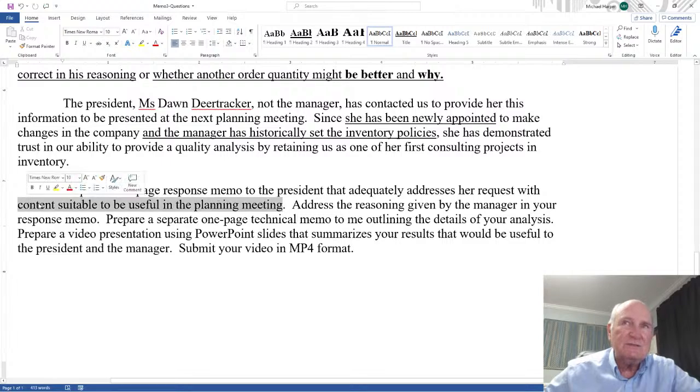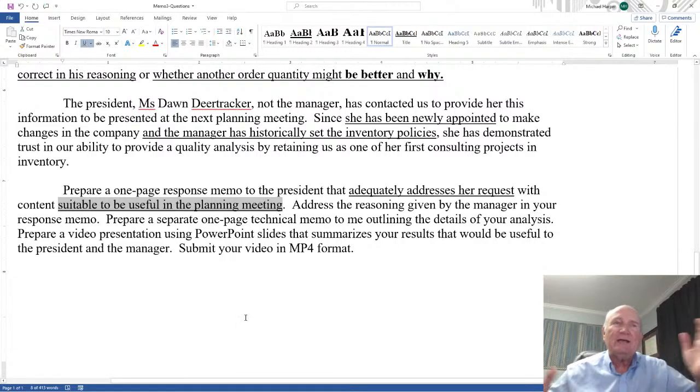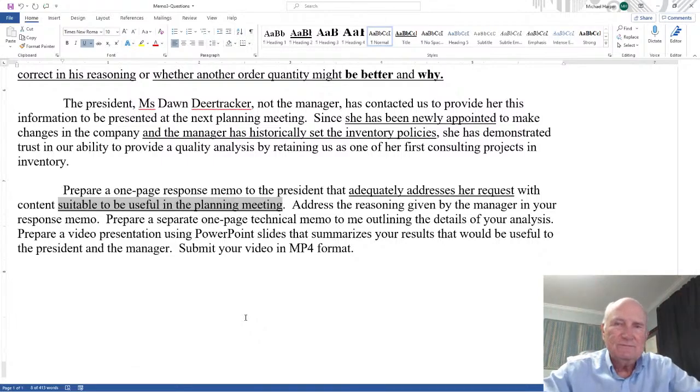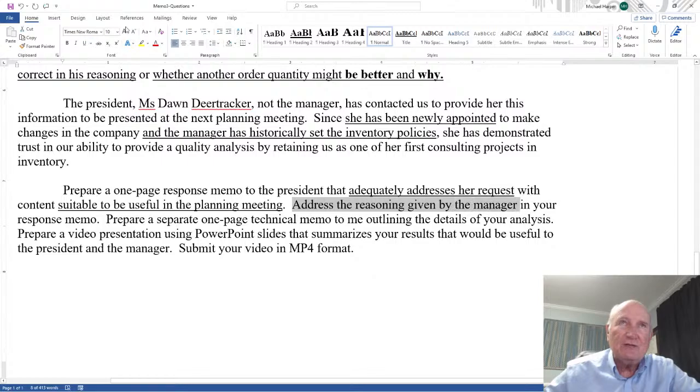Now, what I mean by this, that adequately addresses her request with content suitable to be useful in the planning meeting. You don't get too technical. You get very practical so she can use that and present it. Something that's easy for her to present. Address the reasoning given by the manager, because she asked that. Prepare a separate one-page technical memo to me outlining the details of your analysis. Prepare a video, presented PowerPoint, MP4 format. Okay, so this is how we've done before.